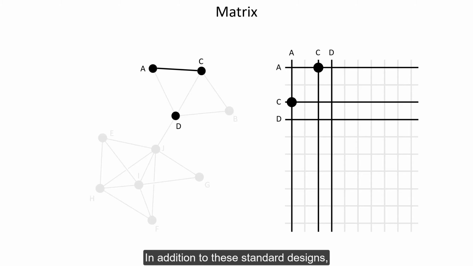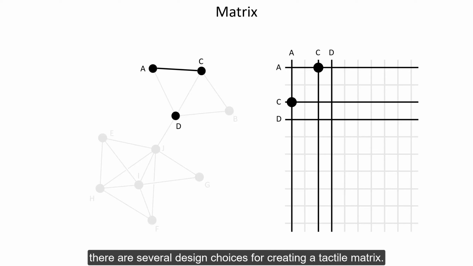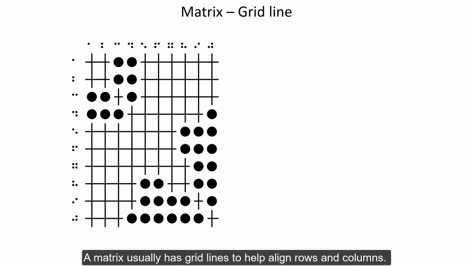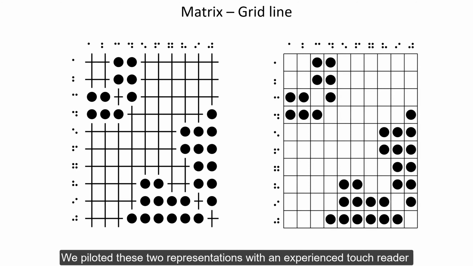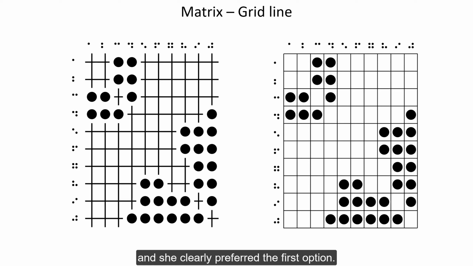In addition to these standard designs, there are several design choices for creating a tactile matrix. A matrix usually has grid lines to help align rows and columns. Apart from making the lines go through the center of the cells, another alternative is making the cell inside the grid. We piloted these two representations with an experienced touch reader, and she clearly preferred the first option.